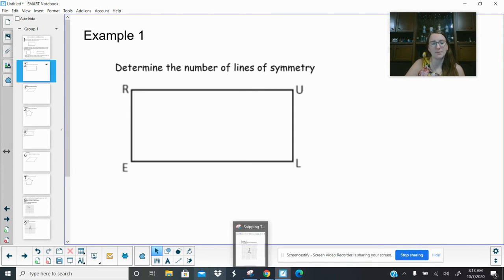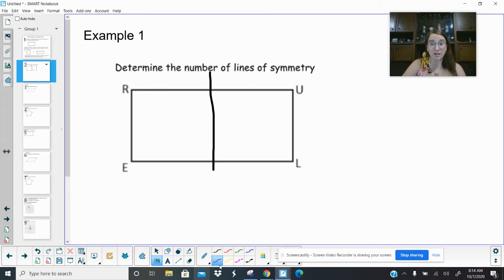Okay, so for this first example, we really did already do this one, determining the lines of symmetry, but again, we'll show it here. With a rectangle, I need to be able to fold over this line. So we know we can fold directly down the center, and here's how we know it's a line of symmetry. If I come up to this line and fold over, my U should fold over onto R. That's good. The L would fold over onto E. That makes it a line of symmetry.